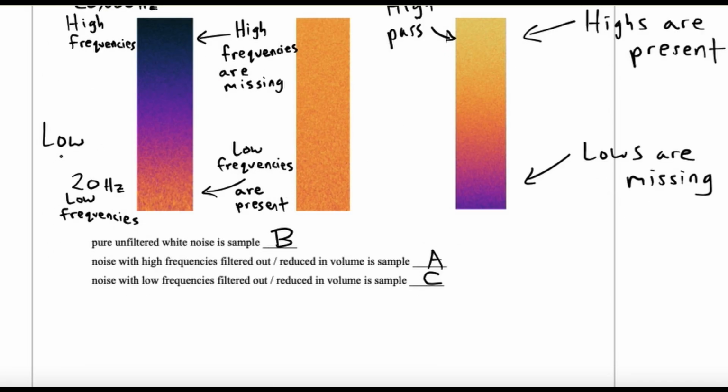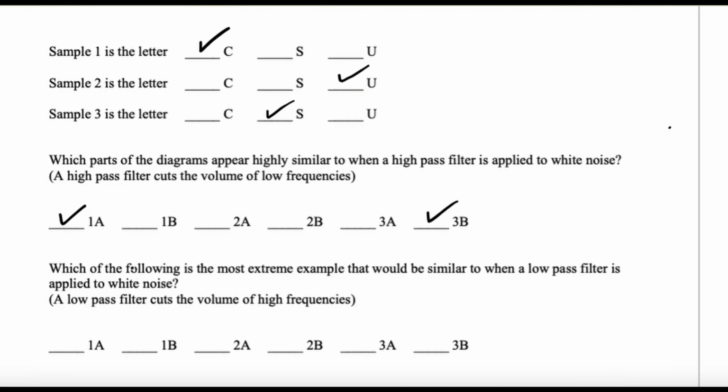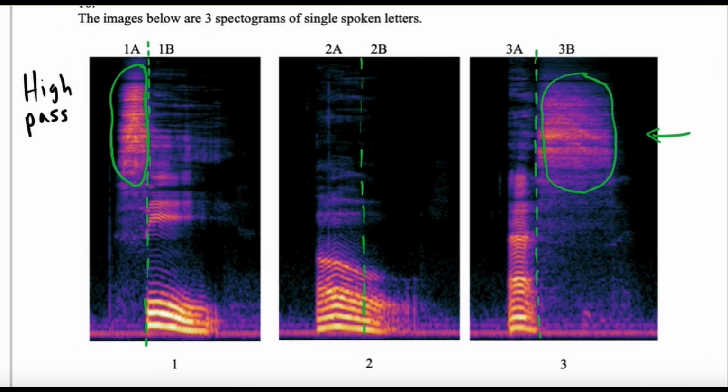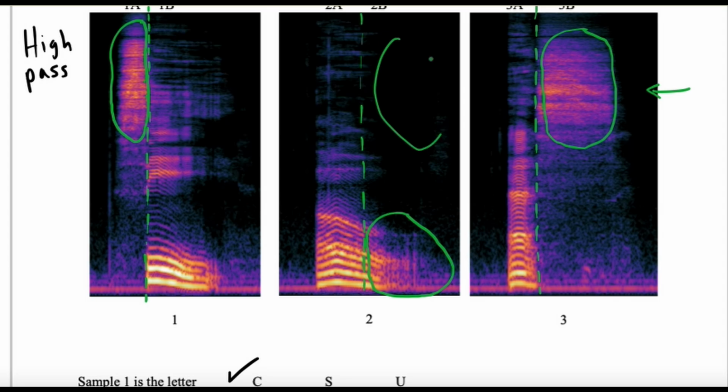Okay, but oppositely, this would be an example of low pass where we have frequency content at the bottom and the highs are filtered out because it's black up there. So now we're going to look for, similar to a low pass filter, which regions of the letters show low pass where the highs have been removed. Maybe you could pick the most extreme example. Yeah, 2B is the most extreme example where we have a ton of low frequency content but no high frequency content.